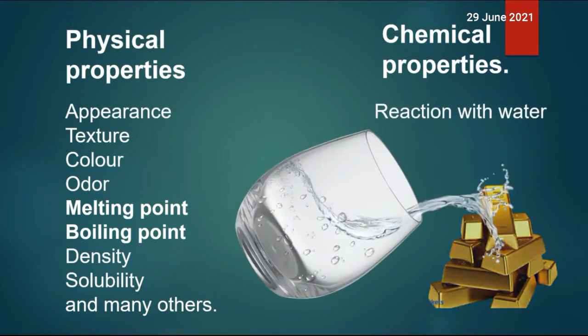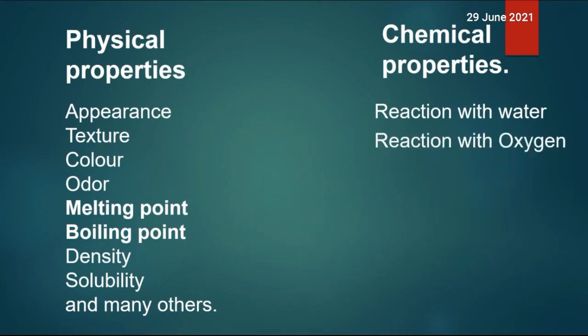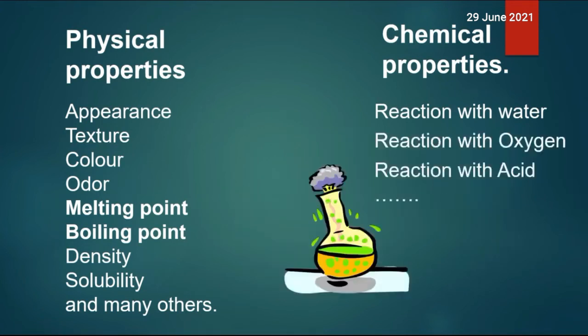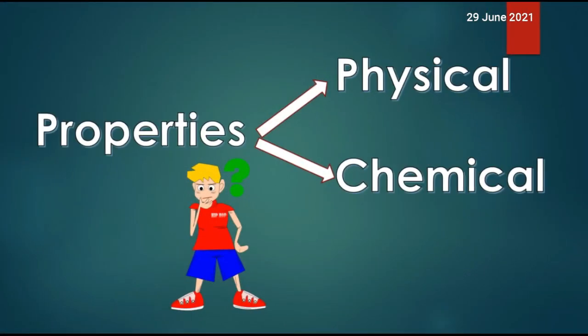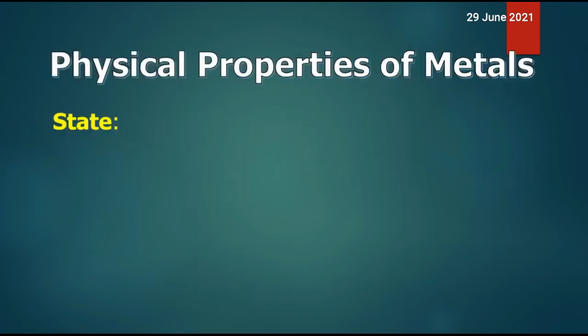Next, how do they react with acid or oxygen? And many more. All these come under chemical properties. Now we shall start learning some of the physical properties of metals, right?